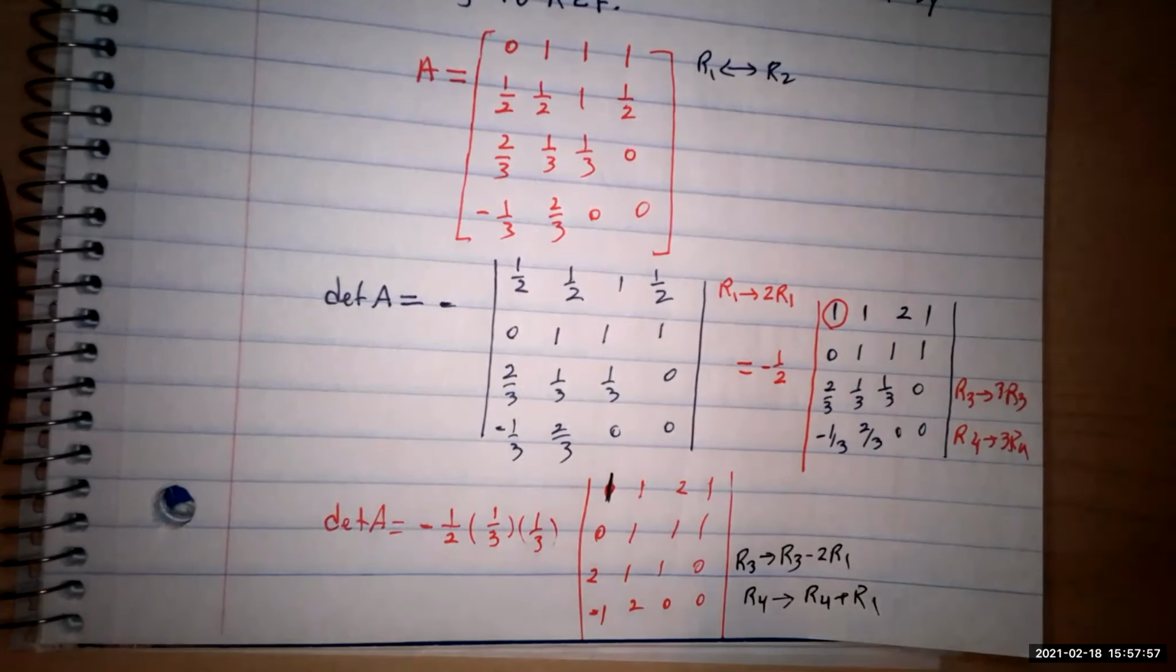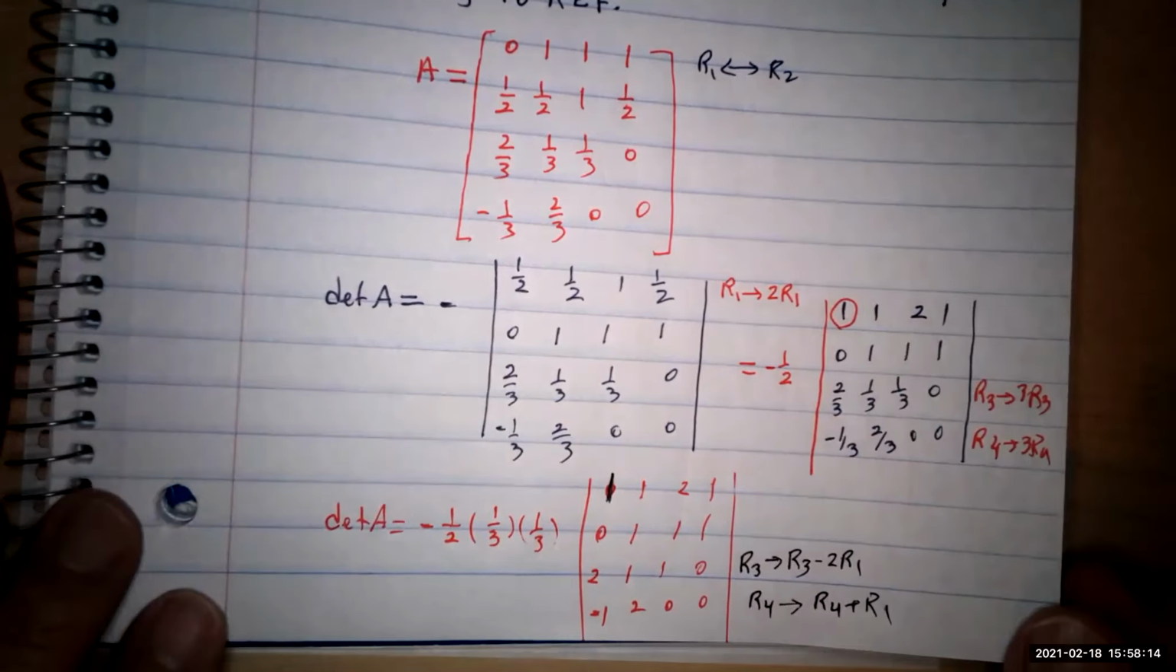You know that these operations won't change the determinant. Okay, so you'll be fine. So R3 minus 2 R1 to get rid of the 2, and R4 plus R1 to get rid of the 1. So then the first column would be out, and then you'll be all right.